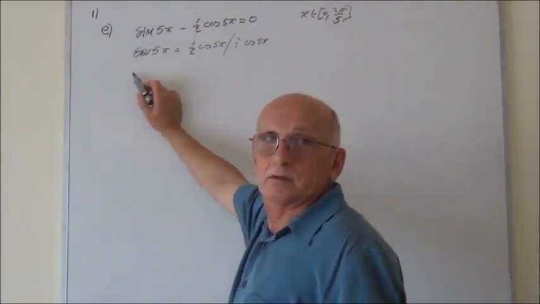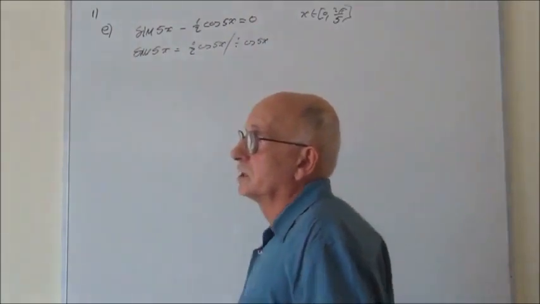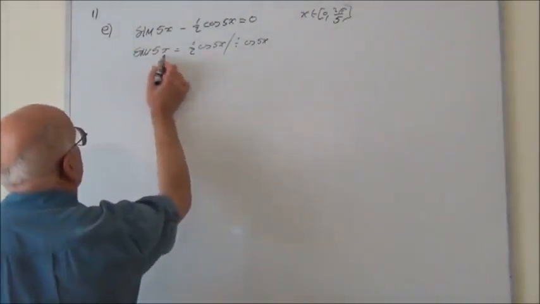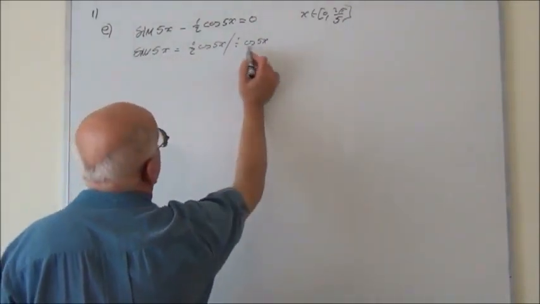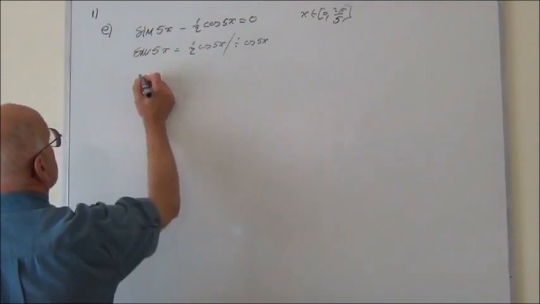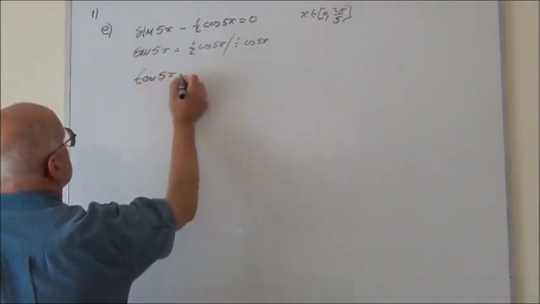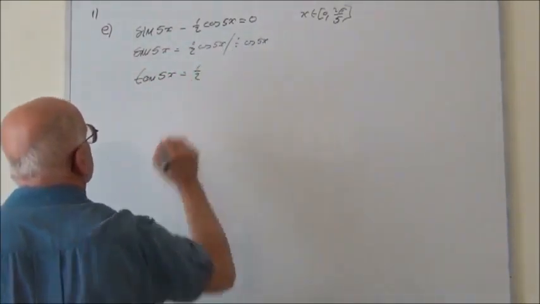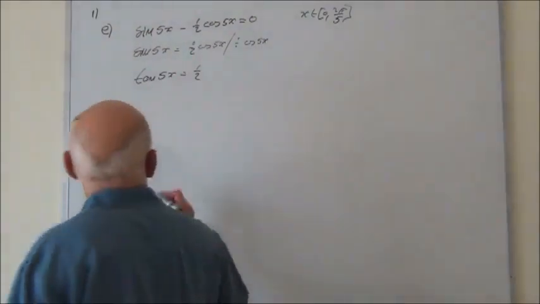In that case you will get half on the other side, and after that you have to move it to the other side, so that's wasting time. Then sine 5x divided by cosine 5x is tangent 5x equal, and cosine and cosine cancel, and this is just half. Again, unit circle.